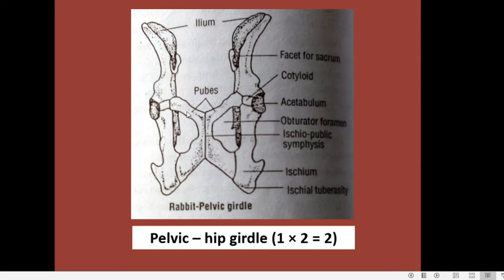In between the pubis and the ischium, there is a foramen which is called the obturator foramen. So this is the obturator foramen, which is characteristic of only reptiles, birds and mammals. It is through this cavity that the blood vessels and nerves to the muscles of the hind limb pass through. At the ventral margin of the acetabulum, you can see a small bone which is called the cotyloid bone or the acetabular bone.